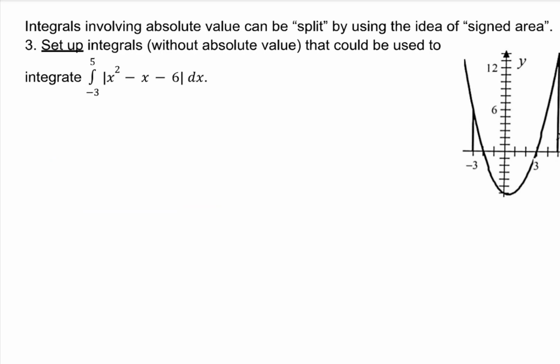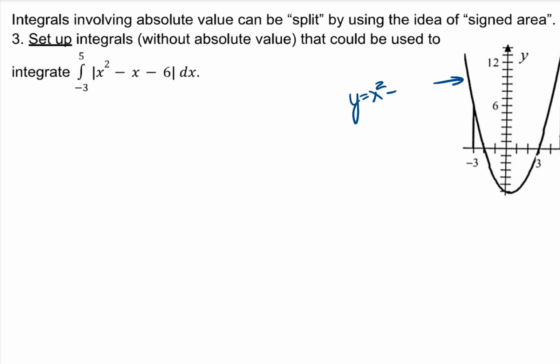We did an example a while ago of the integral of an absolute value and how you can split that integral into separate ones and take care of the signs. This graph is x squared minus x minus 6. So if I were to graph the absolute value version, any y value above the x-axis stays, any y value below is reflected.